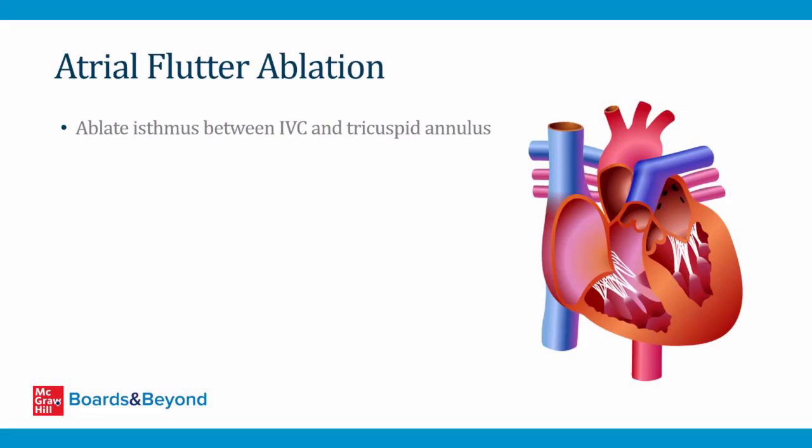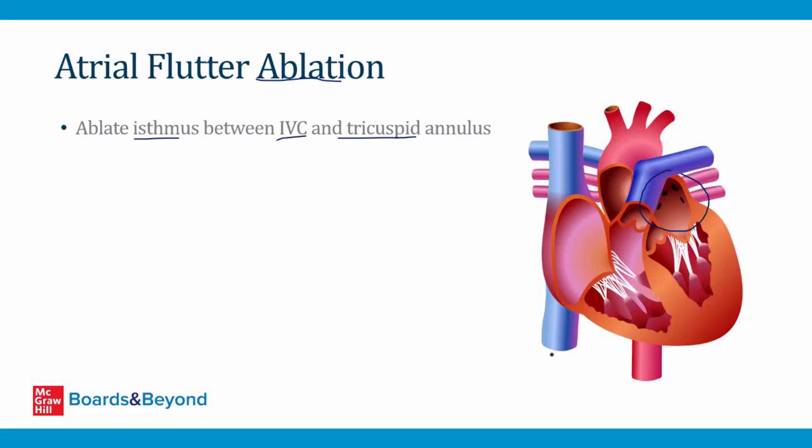So earlier I told you that there's a surgical treatment for atrial fibrillation called pulmonary vein isolation that, as the name implies, involves the pulmonary veins. Well, there's also a surgical treatment for atrial flutter. It's called an atrial flutter ablation, but it does not involve the pulmonary veins. Don't confuse the two surgical procedures. For atrial flutter, the ablation procedure involves ablating tissue on the isthmus between the IVC and the tricuspid annulus.